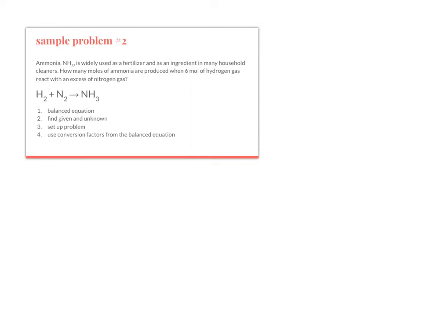How many moles of ammonia, I'm going to underline that because that seems important, hint, hint. How many moles of ammonia are produced when 6 moles of hydrogen gas react with an excess of nitrogen gas? So the excess part doesn't really tell us a whole bunch. That's just saying, hey, don't worry about it. Kind of, you have enough.